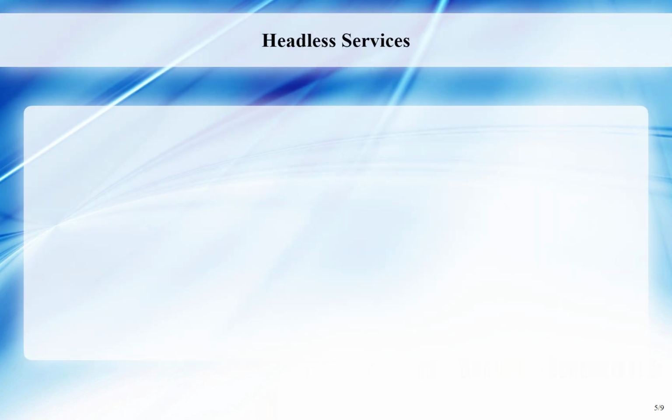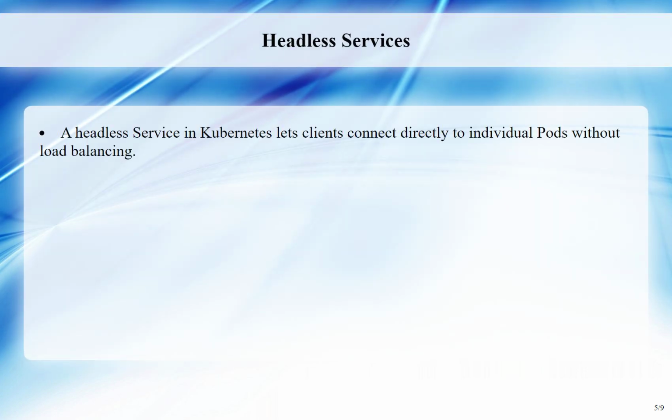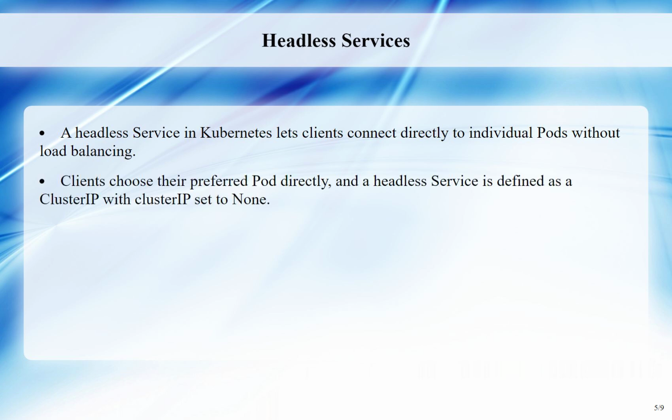Headless services. A headless service in Kubernetes allows a client to connect directly to individual pods without any load balancing or proxying by the platform. By setting the cluster IP address to None in the service configuration, a headless service does not allocate a cluster IP, bypasses kube-proxy handling, and reports endpoint IP addresses of individual pods via internal DNS records. Clients can connect to whichever pod they prefer directly. To define a headless service, the service type is set to ClusterIP and the clusterIP field is set to None.